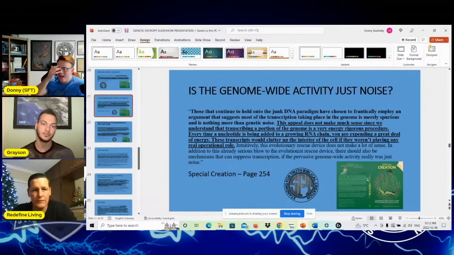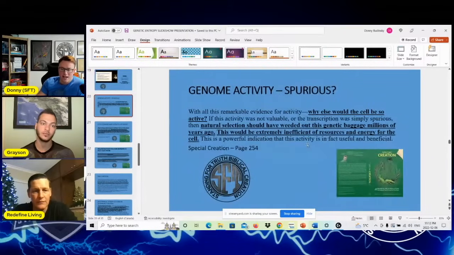Okay. So again, if these transcripts were just noise and weren't functional, then this would just clutter up the interior of the cell if they weren't playing any kind of functional role.